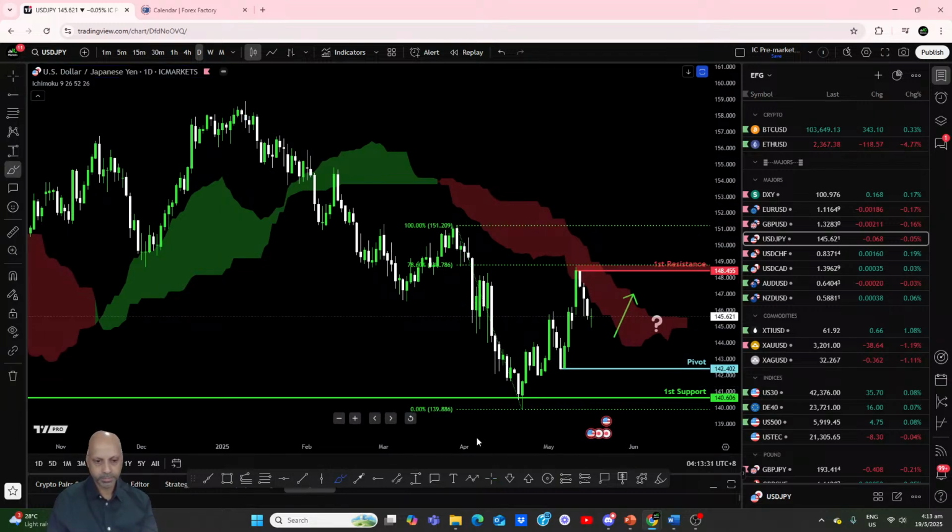There's a significant swing low support that was formed on 6th and 7th of May at 142.40. So this is where the pivot has been identified. So take note, the pivot is a swing low support level.